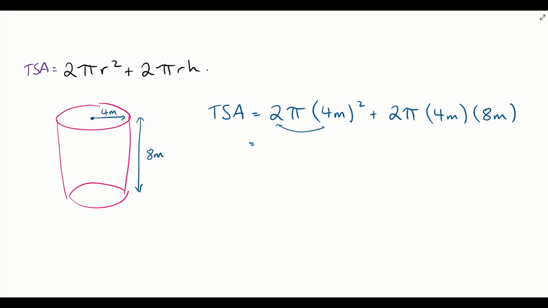So if we do the 2 times this 4 squared, that's going to be 16 meters squared, because that squared is going to come into our meters. Okay, think about your index laws. Times by pi, plus, and 2 times 4 is 8, times 8 is 64. And if we think about our meters here, meters times meters gives us meters squared again. We get 64 meters squared times by pi.